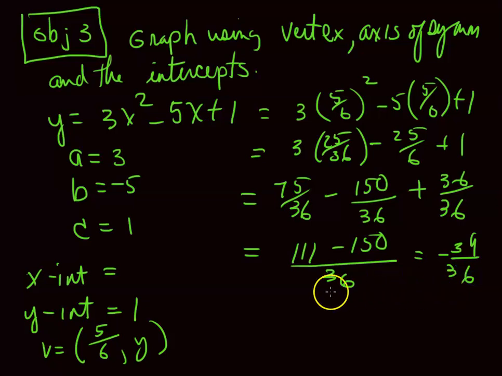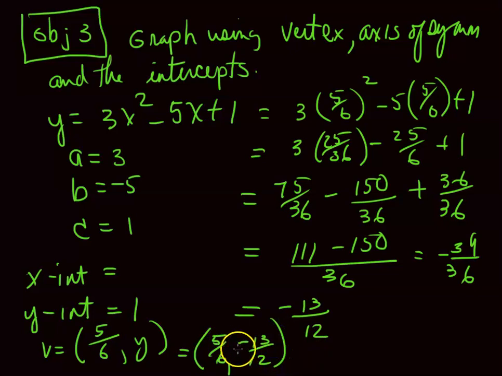36. My goodness. So let's reduce that. Divide by 3. We get a negative 13/12. So the vertex is 5/6 and negative 13/12. Not real nice, but we just sort of picked this off the top of our head anyway.